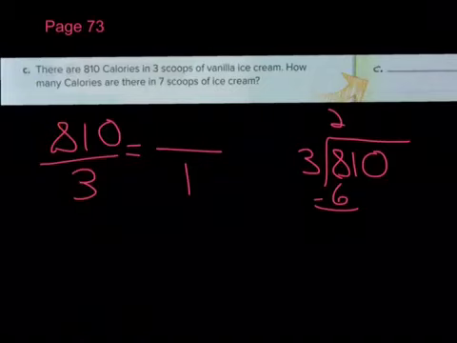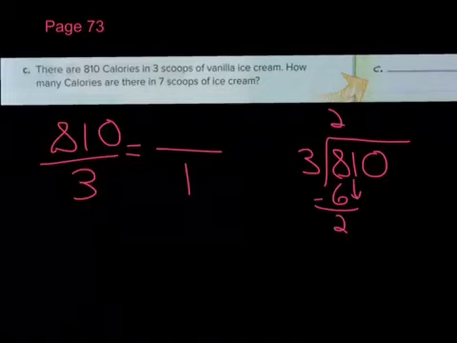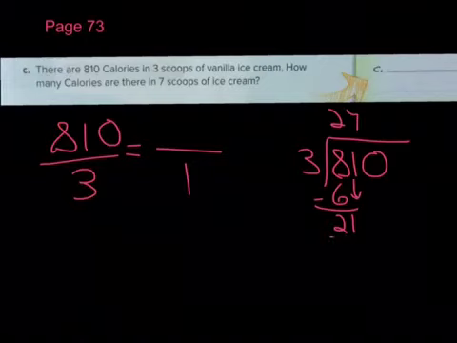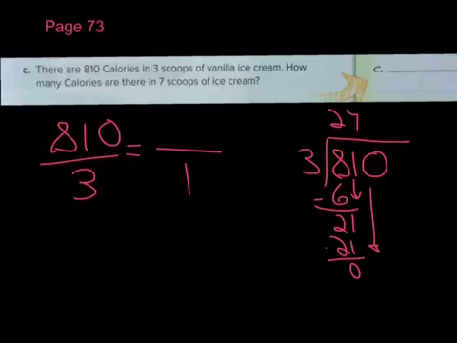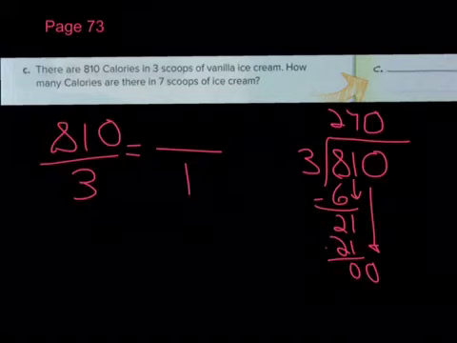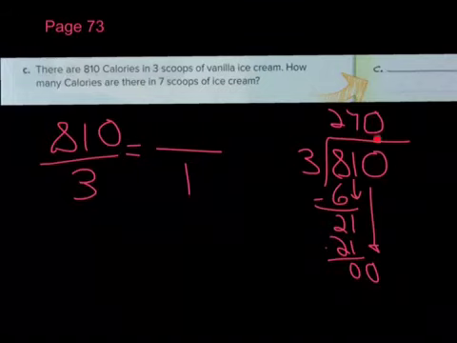Okay, 3 divided into 8 is 2. 6, subtract, bring down the 1. 3 into 21 is 7, right? 21. 0. Bring down the 0, okay, and it's 0. But we must add another 0 right there because we have to work with 0, because 0 divided by 3 is 0. Okay, so 270. And there we go. 1 scoop of ice cream has 270 calories.